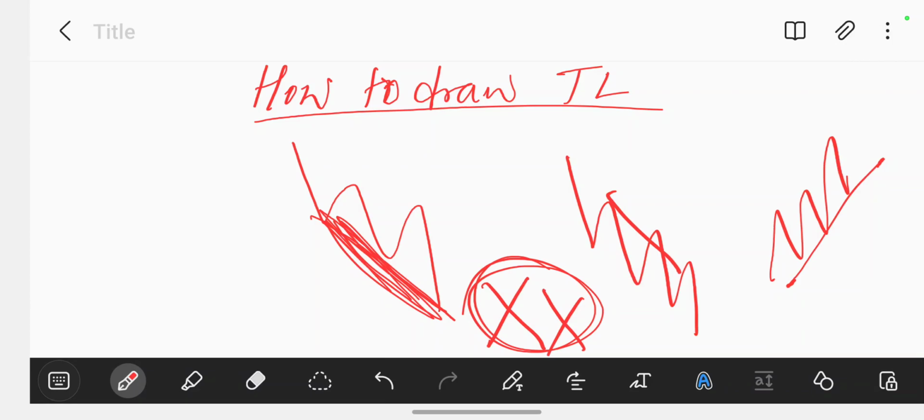And I will tell you why. Just stick around and I'll tell you why you should never put your trend line below if the thing is going down. When you're in the downtrend, the only valid trend line should be above.